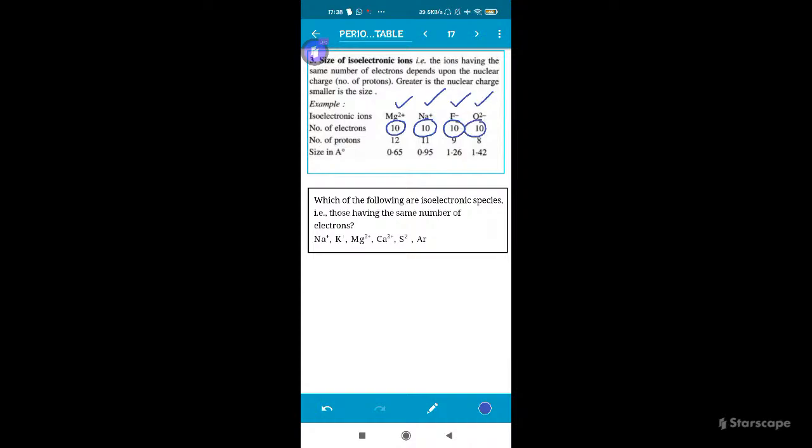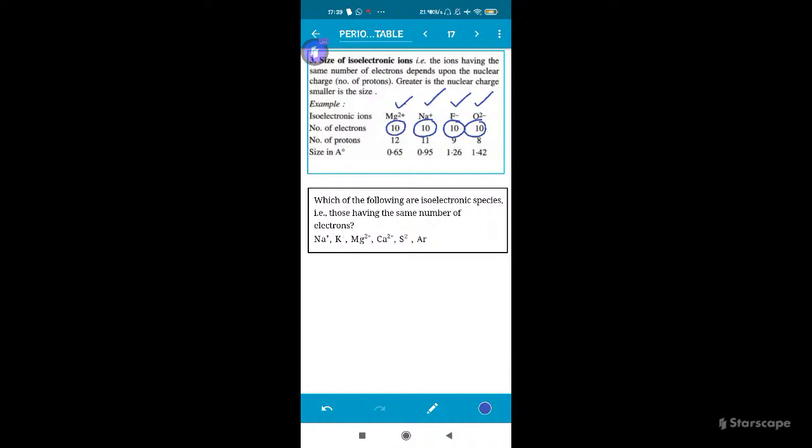So all of these, although they are all different elements, after forming ions they have the same number of electrons. So these are called isoelectronic species. So what has been said about this size? Let's see. Greater the nuclear charge, smaller is the size. So in this case, which ion has the highest nuclear charge?